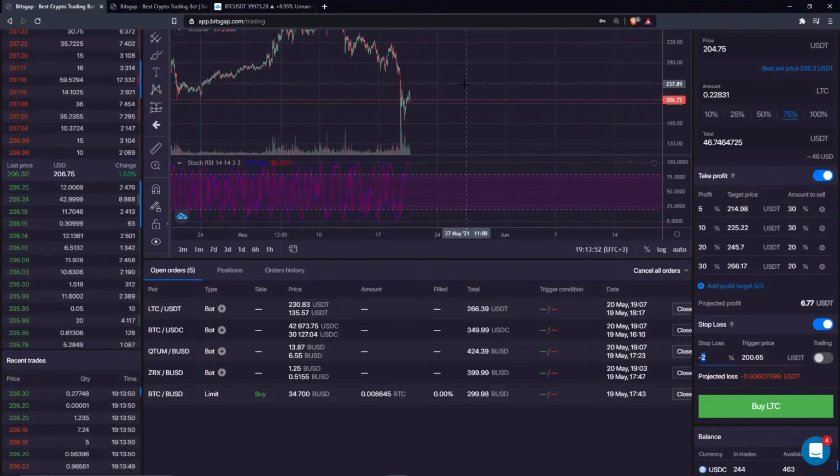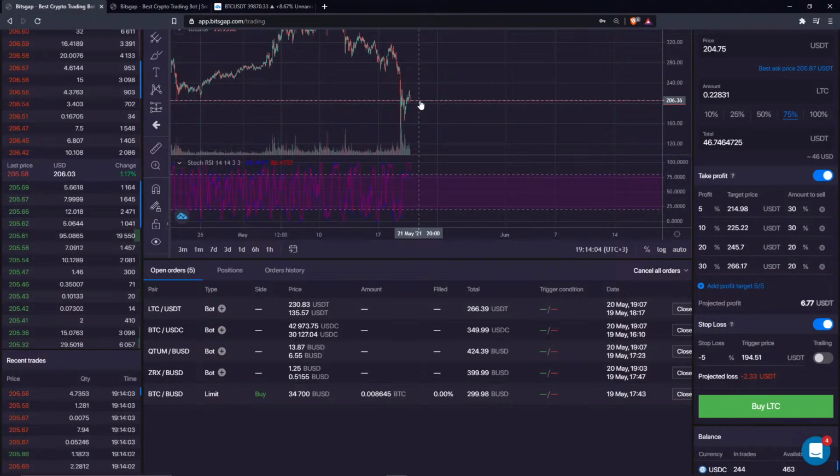So for example, from the entry price, let's say you want to put your stop loss below by 5%. If under some unfortunate circumstances the price drops further down and it triggers your stop loss, which is below the entry price by 5%, this is the loss that you will get. That's $2.